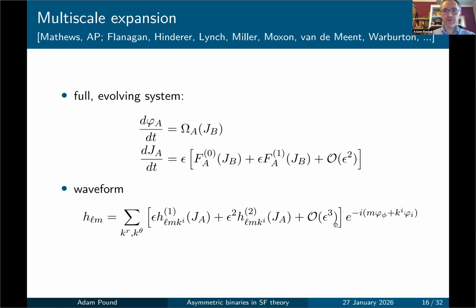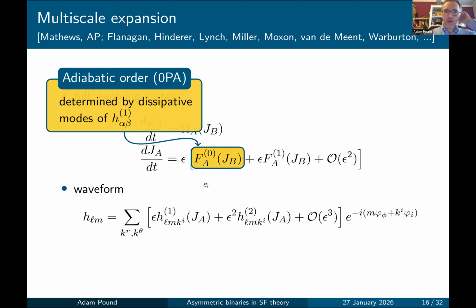And then you have these amplitudes in the Fourier series, and each of these amplitudes is slowly evolving with the evolution of this parameter, or these set of parameters. And now the way we organize our calculations and the way we set goals and what we're trying to achieve is we look at what contributes to these different terms. So this leading term we call adiabatic order, and it's determined by the dissipative modes of the first order metric perturbation. So the modes that are carrying off energy and angular momentum, for example.